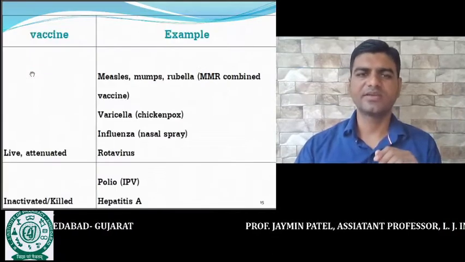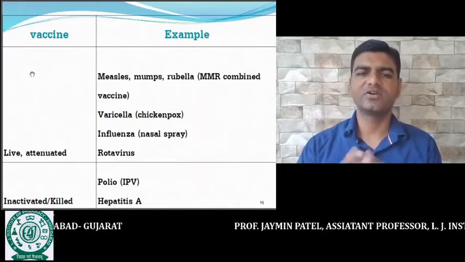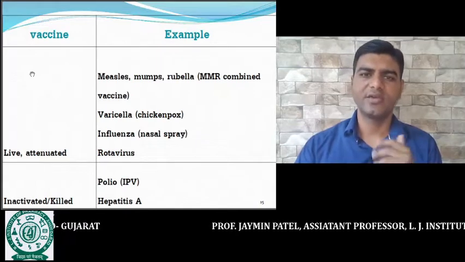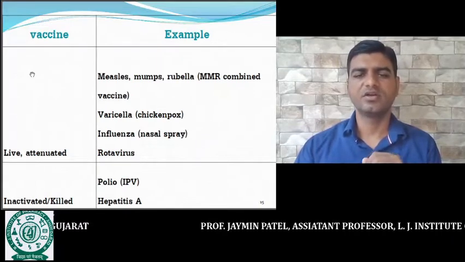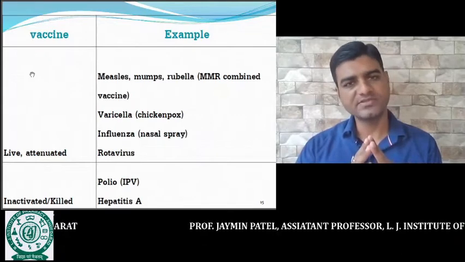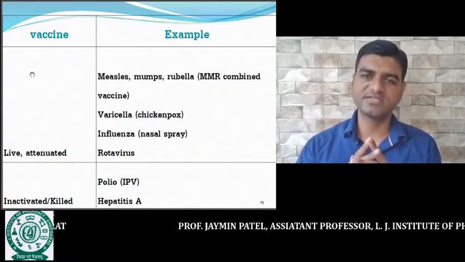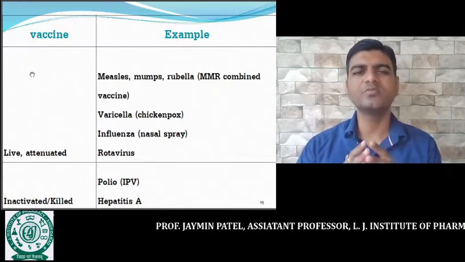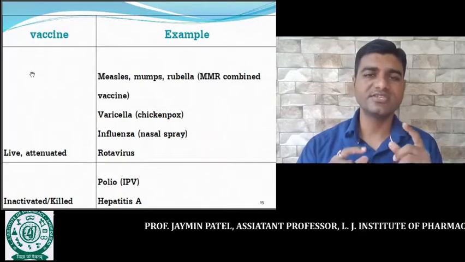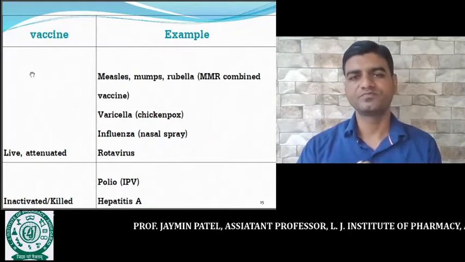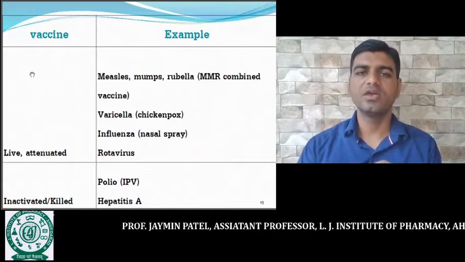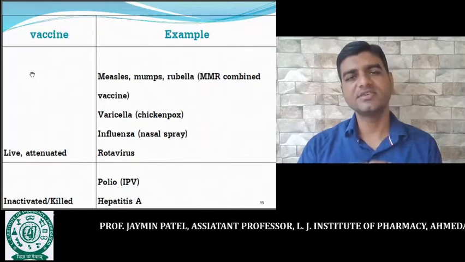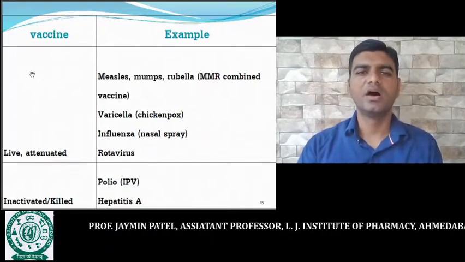Here some classification is given. Among the live attenuated vaccines, examples are MMR, varicella, influenza and rotavirus. If I talk about the killed vaccines, polio is there. Two types of polio vaccine are available: one is the injectable polio vaccine and the second is the oral polio vaccine. Nowadays the oral polio vaccine is mostly utilized. The injectable polio vaccine is the killed form, while the oral polio vaccine is a type of live vaccine.